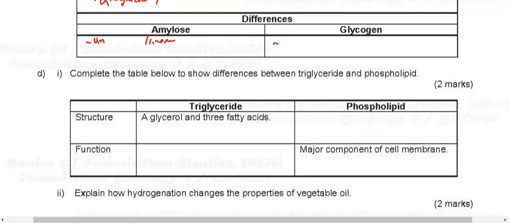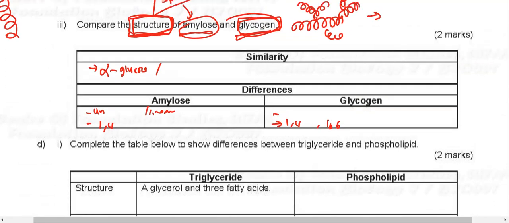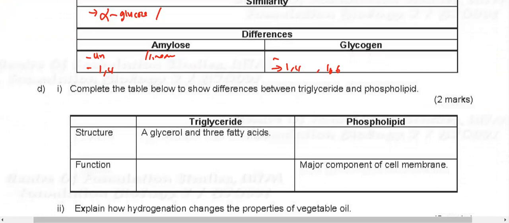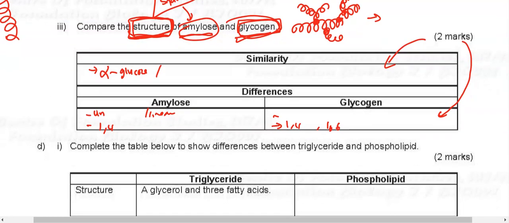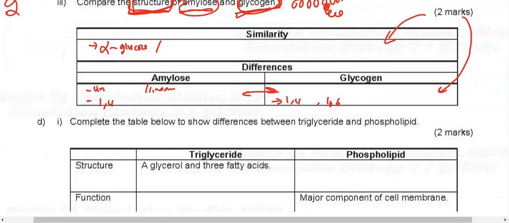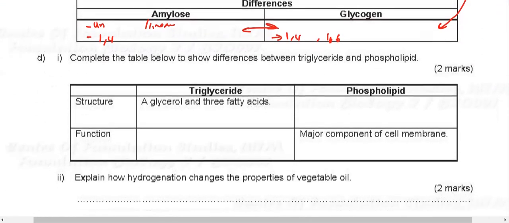And as for glycogen, the structure of glycogen is highly branched. Okay, and then another difference is that you can write in amylose there's only the presence of 1,4 glycosidic linkage, and as for glycogen, in addition to 1,4, you have 1,6 glycosidic linkage that exists between the branches. Where you have a branch, there's 1,6 glycosidic linkage. Okay, so 2 marks: 1 mark for the similarity, 1 mark for the correct difference between these 2 items, glycogen and also amylose.